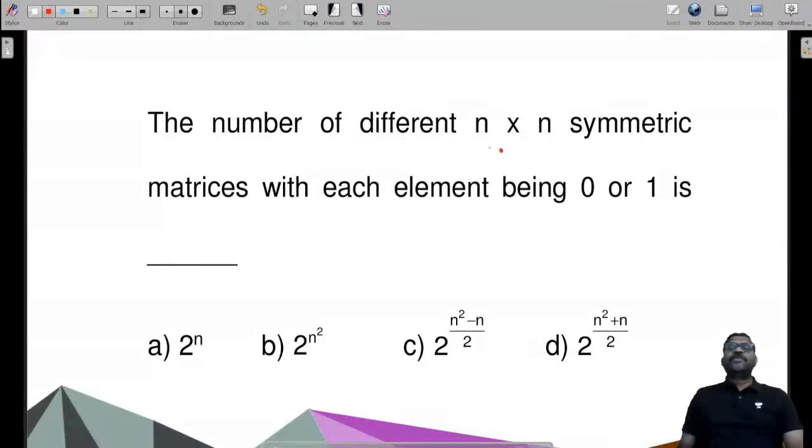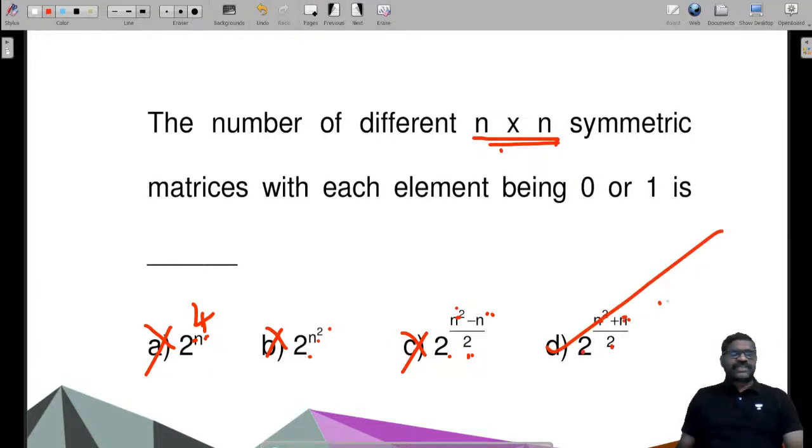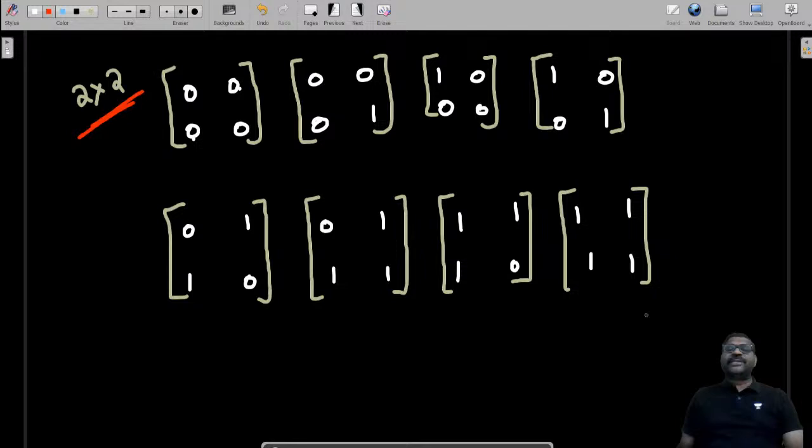So now the problem is designed for n cross n. That's why in the place of n you put 2. 2 square is 4. It is incorrect. 2 power 2 square minus 2 by 2, 4 minus 2 by 2, that is 2. It is incorrect. 2 square, 4, 4 plus 2, 6, 6 by 2, 3. 2 cube, 8. The last option is correct, because in the case of 2 cross 2, there are 8 different symmetric matrices.